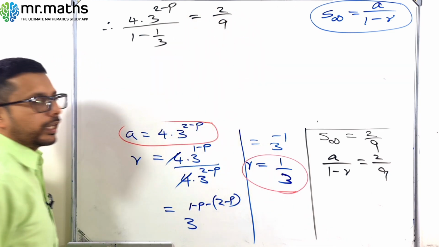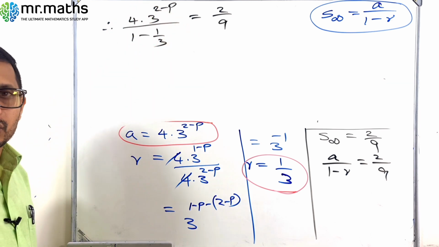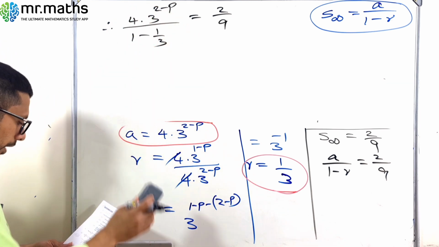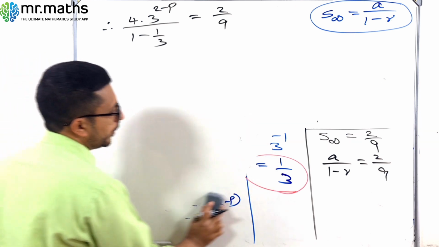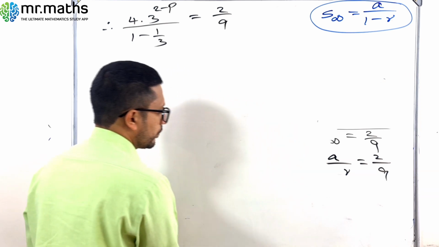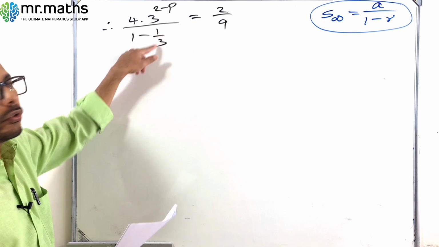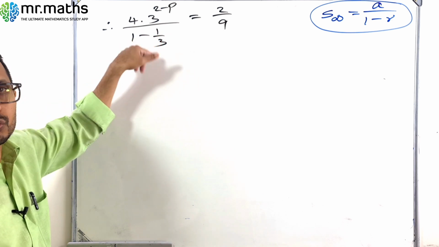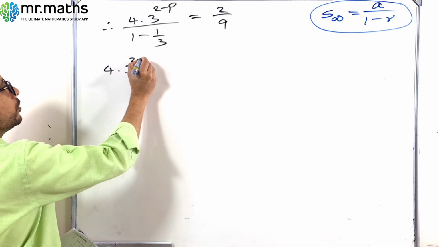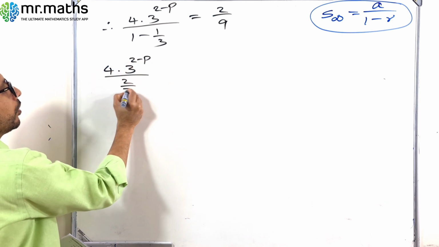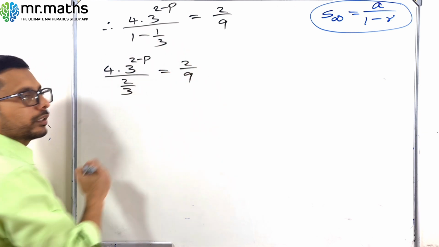So from there we have to solve this and find the value of p. Okay, so how can we find the value of p from here? Look at the denominator. First we can solve that one, then after that we can do the remaining steps. What is 1 minus 1 over 3? Check in your calculator. 3 minus 1, 2 over 3. Am I right? So this one is 4 times 3 raised to 2 minus p divided by 2 over 3, and that is 2 over 9.